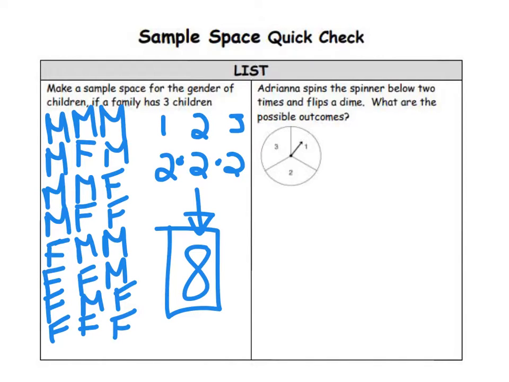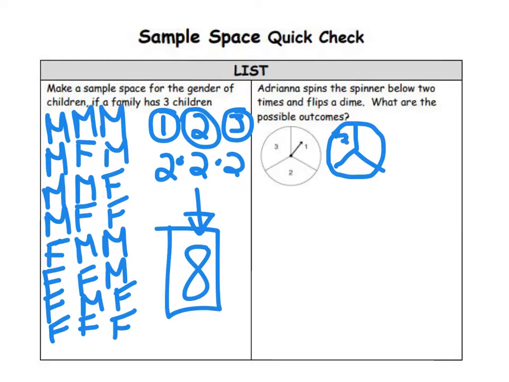So on the next one, we have Adriana spinning the spinner below twice. Because it's telling you twice, I'm going to go ahead and draw the other one, because sometimes that helps. And then they have a coin, and I don't know how to draw the coin, so I'm just going to do whatever. Anyways, what we're going to do is see the possible outcomes.